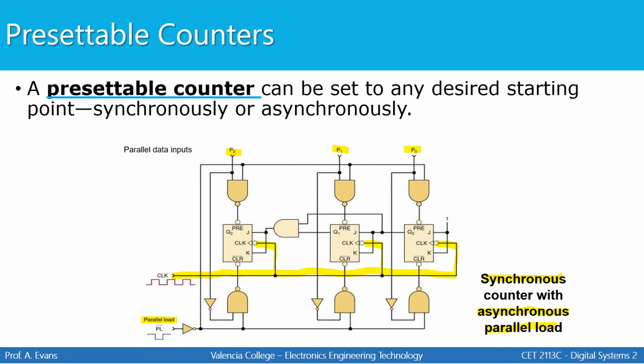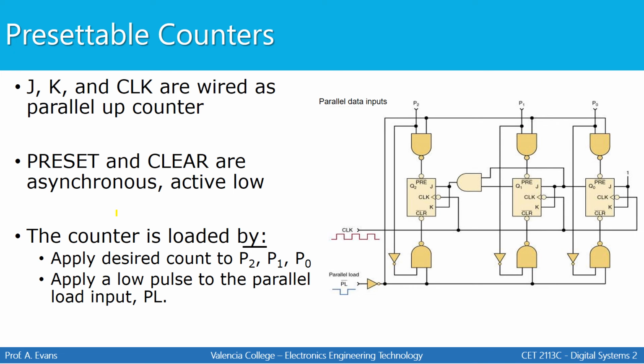Anytime you have an asynchronous input, the asynchronous input will have an effect instantly. A synchronous input will have an effect on the next applicable clock transition. So with an asynchronous parallel load, that means that I can load a number into my counter instantly without waiting for the next clock cycle to occur. And now we're going to analyze how this presettable counter works and follow an example to see exactly how we can force the output of the counter to be whatever we want.